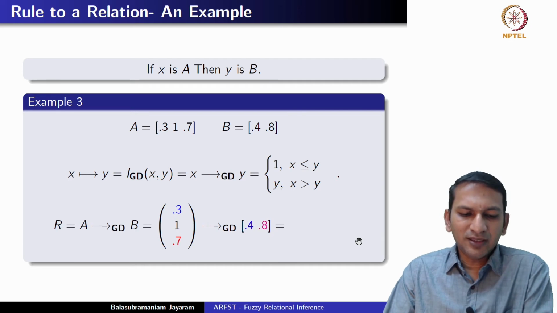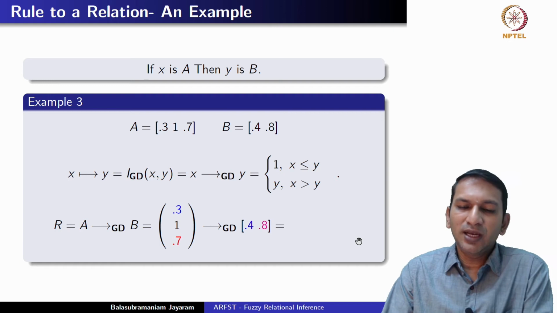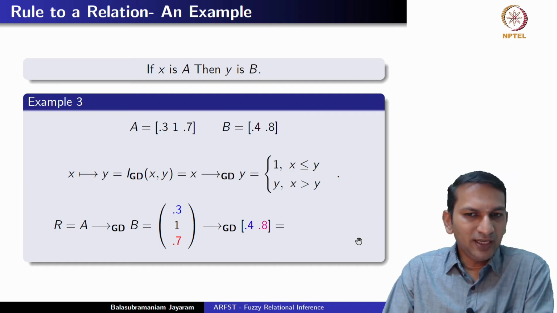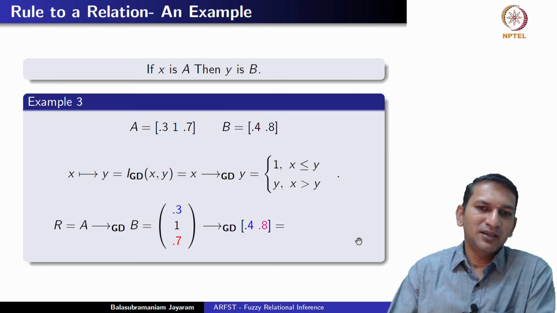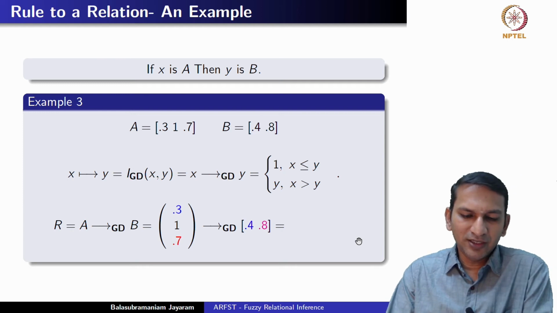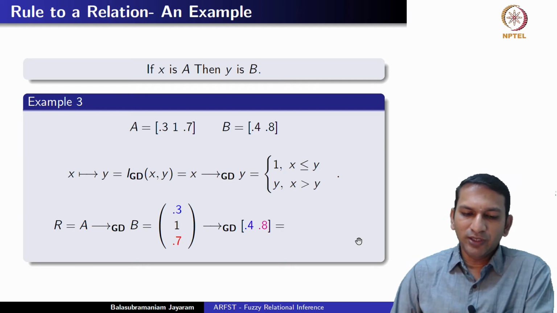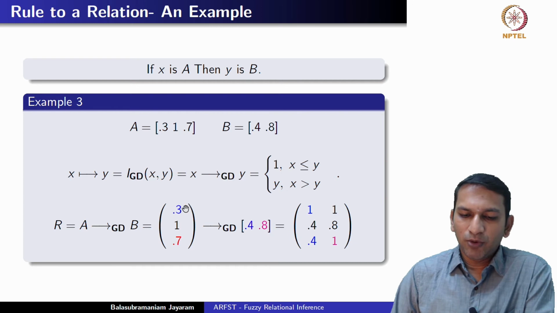So now let's construct the relation from this rule using an implication. Once again, we follow a similar methodology as the outer product. We take this 0.3 here and 0.4 here. Instead of just using the product, we are going to apply the Gödel implication. So 0.3 is less than or equal to 0.4, so you will get a 1. 0.3 is less than or equal to 0.8, you get a 1.